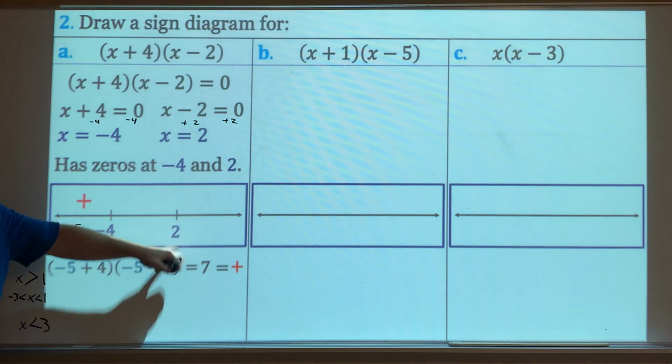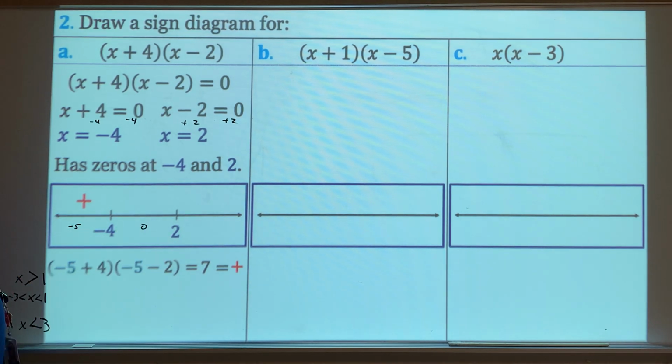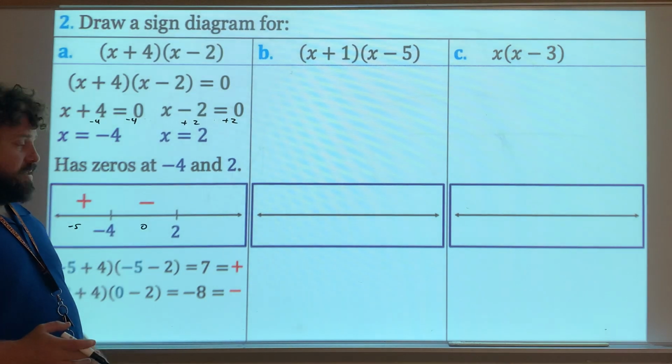Pick a number between -4 and 2. I always like to pick 0. All right? It's an easy number to do. 0 plus 4 is 4. 0 minus 2 is -2. 4 times -2 is -8. -8 is a negative number. And this thing boxed in, this is my actual sign diagram.